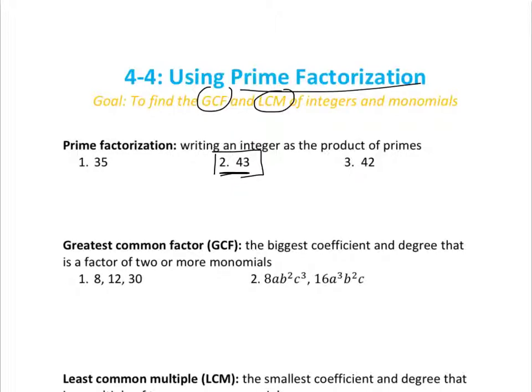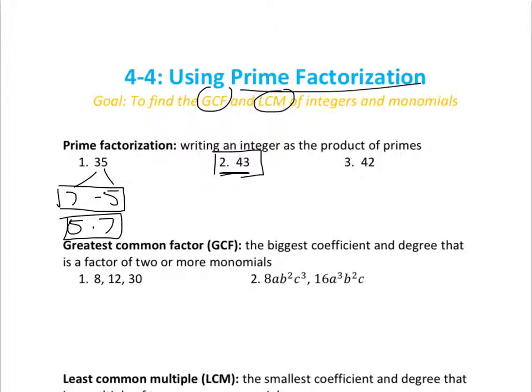But 35 over here, you can break down. You can break that down to look like 7 times 5. You guys have probably made these trees before. So the prime factorization of 35, since you can't break down 7 or 5 any further, is just 7 times 5, or 5 times 7. You usually write it with the smaller number first, so 5 times 7 makes more sense.